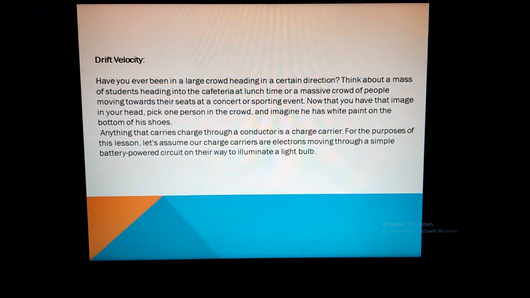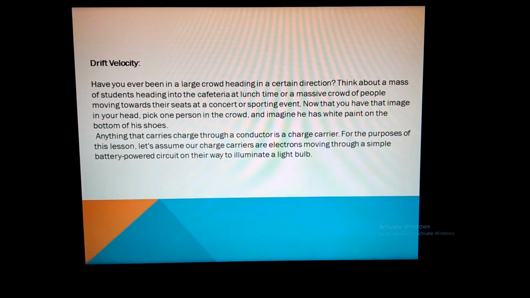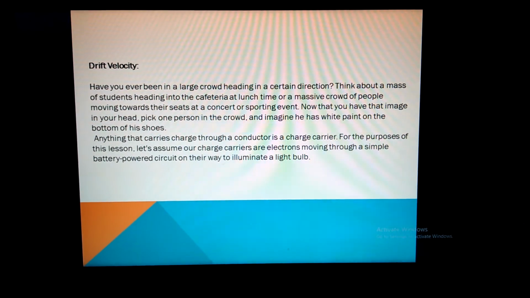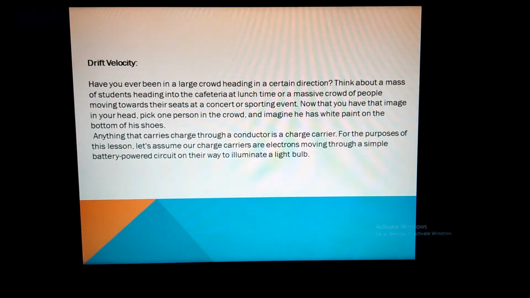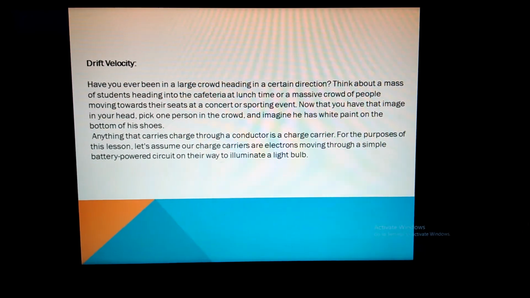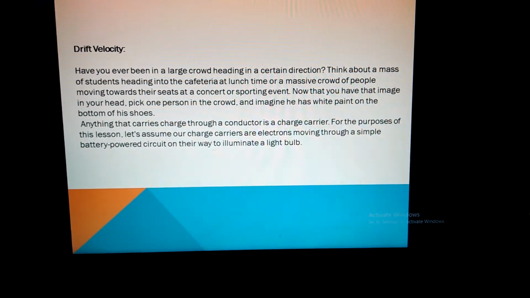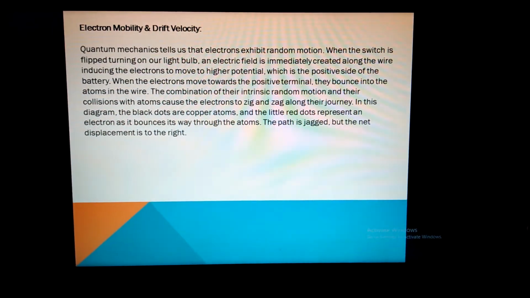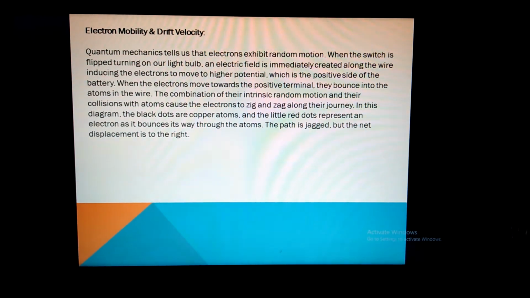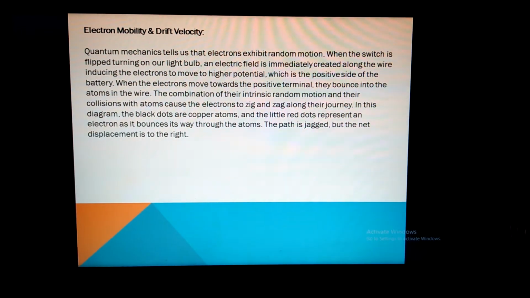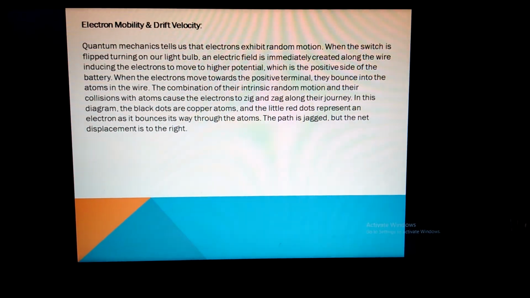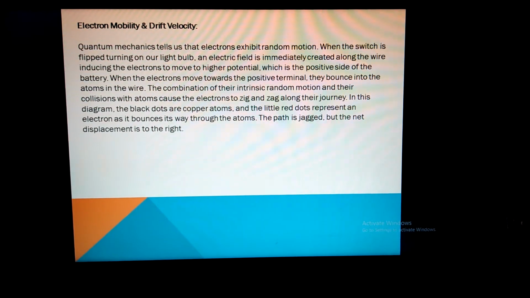Anything that carries charge through a conductor is a charge carrier for the purpose of this lesson. Let's assume our charge carriers are electrons moving through a simple battery powered circuit on their way to illuminate a light bulb. Electron mobility and drift velocity. Quantum mechanics tells us that electrons exhibit random motion when the switch is turned on for our light bulb.